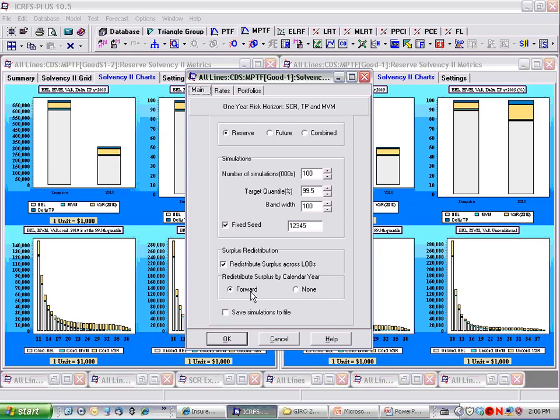Okay, what does that mean? That if in the second calendar year the aggregate loss that we're looking at is less than the mean, well, that surplus can be used to pay for losses in the next year. Or you can actually turn it off and say, no, I don't want to redistribute surplus by calendar year going forward. So you've got those two options. And I think if you switch it off, again here, because you're looking at the 99.5 percentile, there won't be really a major shift.